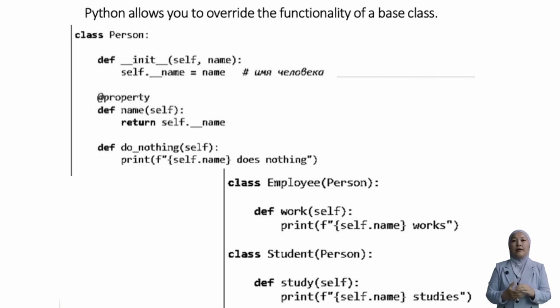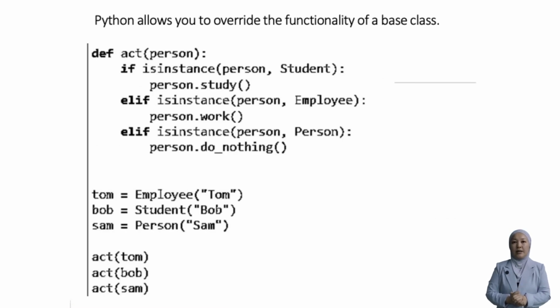When dealing with a hierarchy, we sometimes need to execute different code depending on the specific type of an object. The isinstance function allows us to check an object's class. We can then direct behavior accordingly. However, overuse of type checking can be a sign of poor design. Polymorphism often provides a cleaner solution.